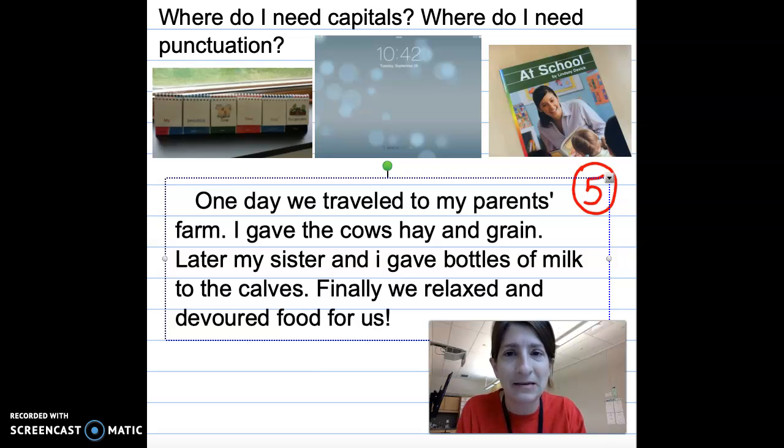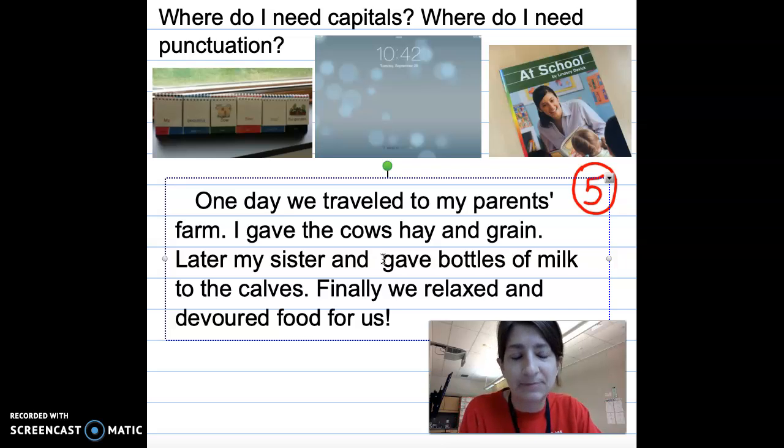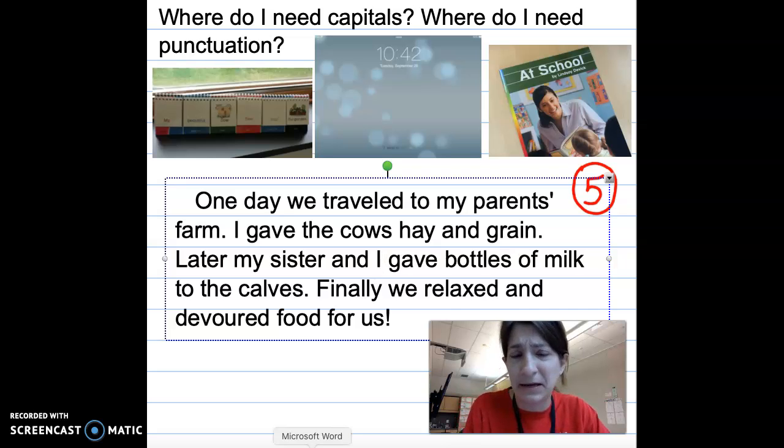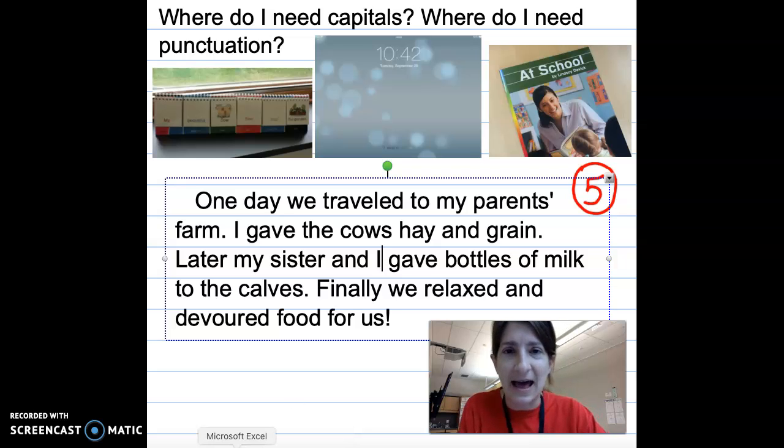That one. The last capital letter that I need is going to be the letter I by itself. When the letter I is by itself, it doesn't matter if it's at the beginning of my sentence or not, it always has a capital letter. So that is how I figure out where I need capitals and where I need punctuation.